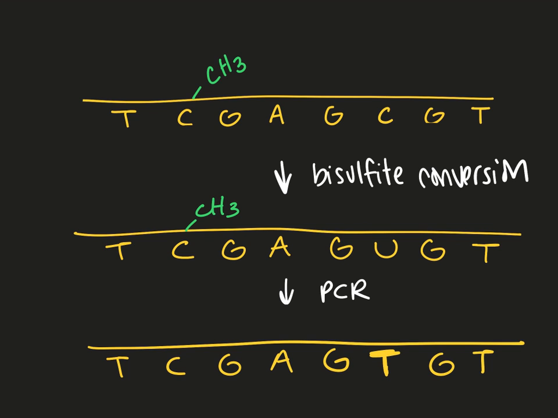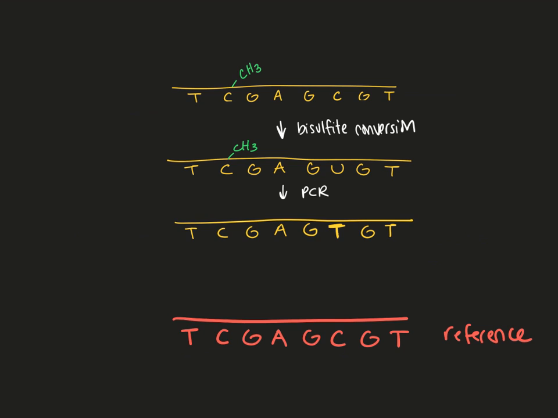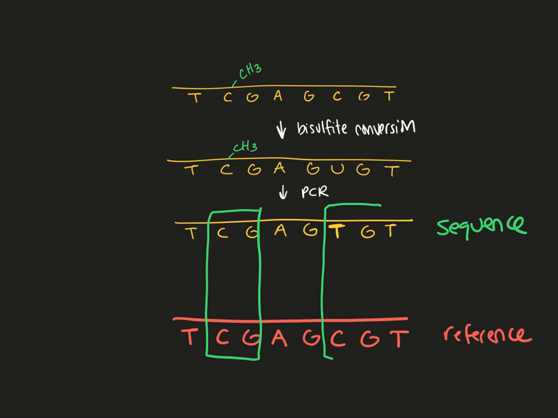And now, if we were to sequence this PCR product and map it to our reference genome, we would see that this CG dinucleotide remains intact, but this CG dinucleotide was converted in our sequence. The conclusion that we could make from this is that this cytosine was methylated and this cytosine was not. Hopefully that makes at least a little bit of sense.